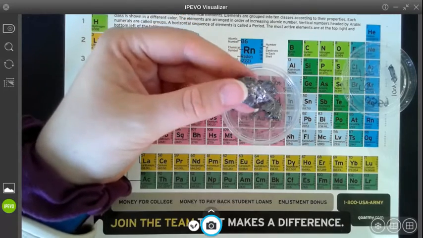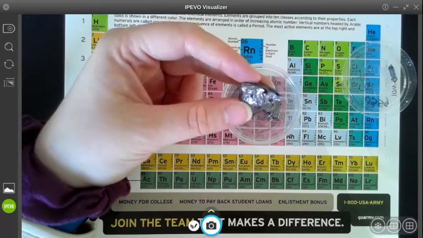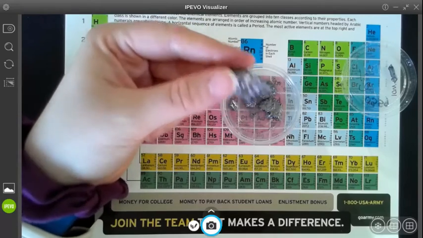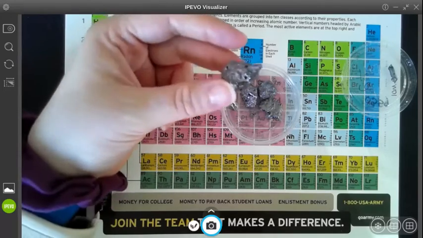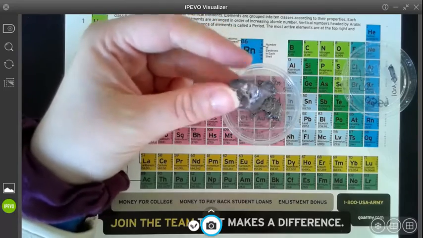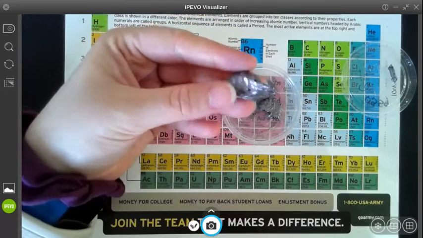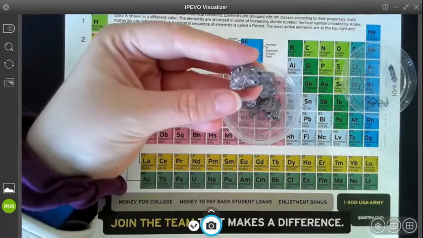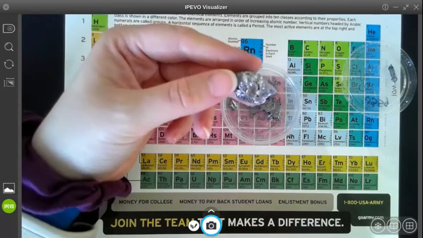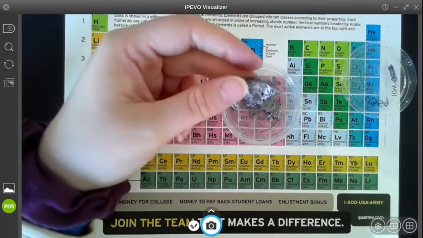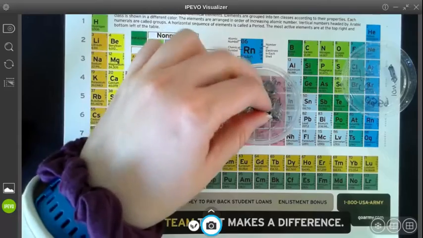We call this luster, which is the way light reflects off a material. This has a very high metallic luster. So this kind of looks like a metal, but it's actually a metalloid. So it has characteristics. It has a lower melting point, not as low as gallium does or anything like that. So it's not really a true metal. It's a metalloid.